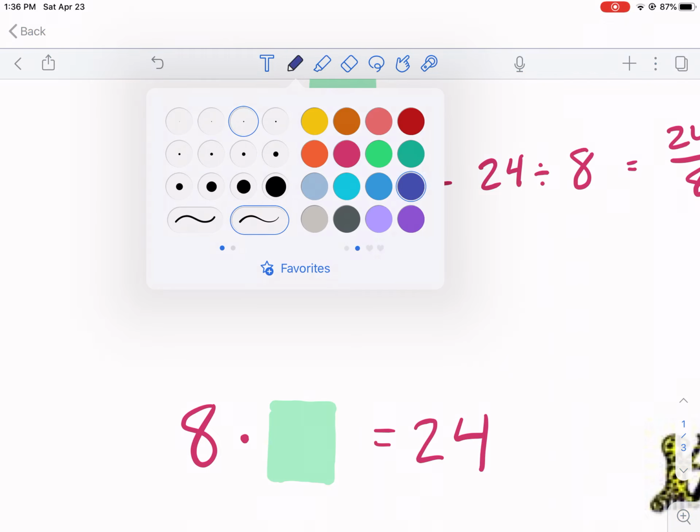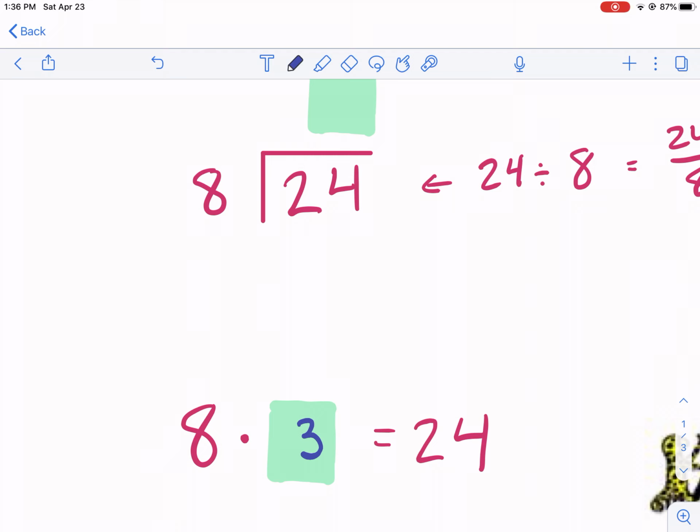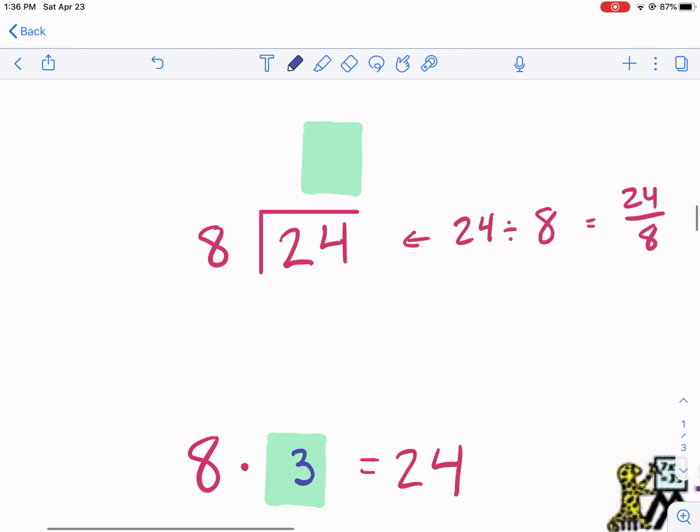Now, you're probably familiar that 8 times 3 equals 24, and that's our answer. So 24 divided by 8 equals 3. It's the reverse of it, okay? Just like subtraction is the reverse of addition.